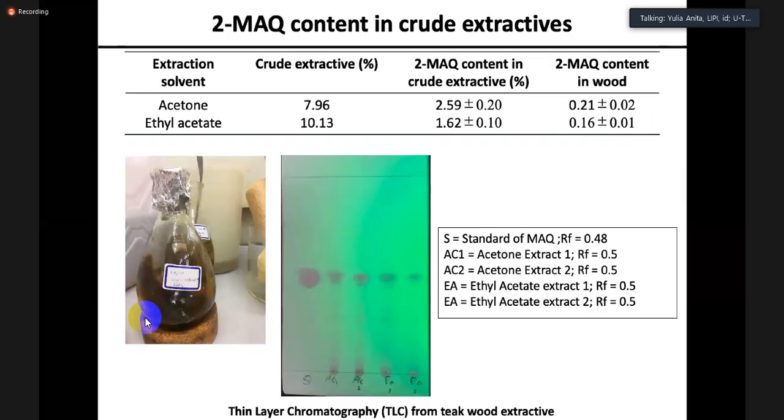Now this is the LC from acetone extractive, and we compare with commercial MAQ. If we look at the quantitative results using the LC, then supported by GC-FID, the 2-MAQ content in acetone extractive was higher than in ethyl acetate extractive. Then this acetone extract would be used for kraft cooking to compare with commercial MAQ.